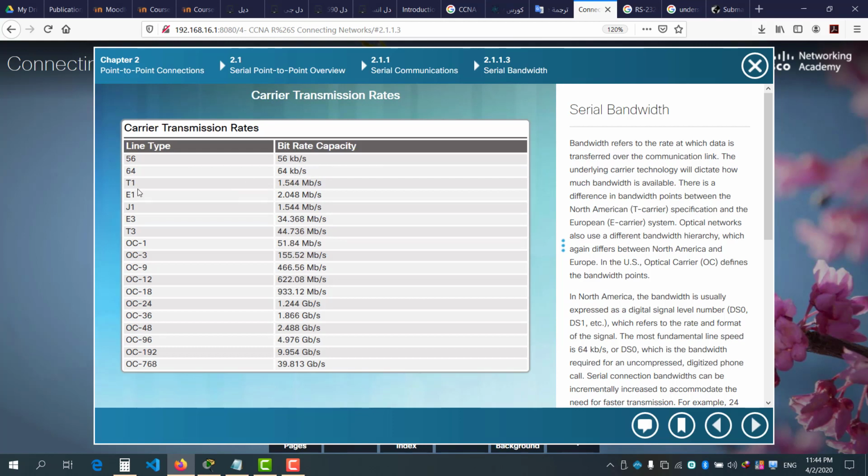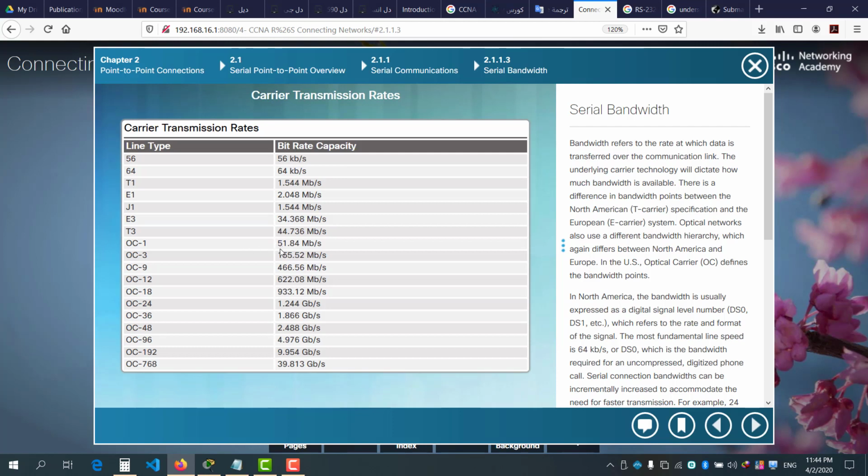T1, as you know, is the American standard for leased lines. Its European equivalent, the E-carrier standard, E1, has a capacity of 2.048 megabit per second, while T1 is 1.544 megabit per second. J1, E3 and T3 are the updated versions of the American and European standards. We have another measurement for the optical fiber, which is OC, the optical carrier: OC-1 and OC-3, and each has its own measured capacity.